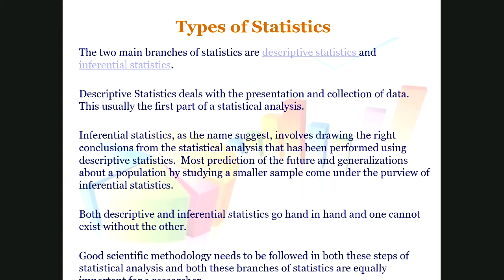And most predictions about the future and generalizations about a population by studying a smaller sample come under the purview of inferential statistics. Both descriptive and inferential statistics go hand in hand, and one cannot exist without the other. Good scientific methodology needs to be followed in both of these steps of statistical analysis, and both these branches of statistics are equally important. One is not more important than the other.